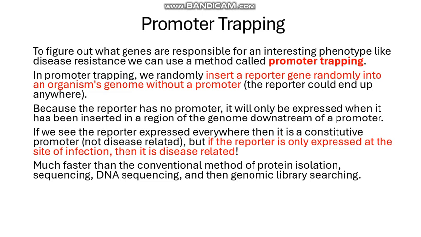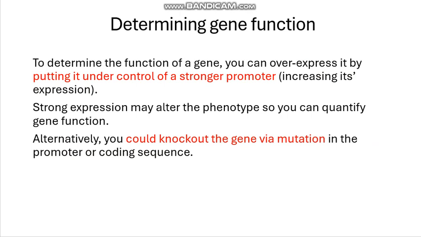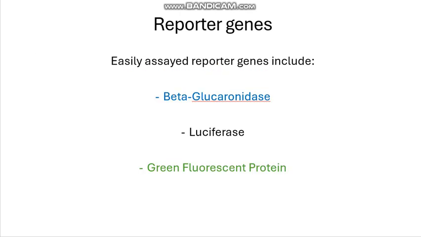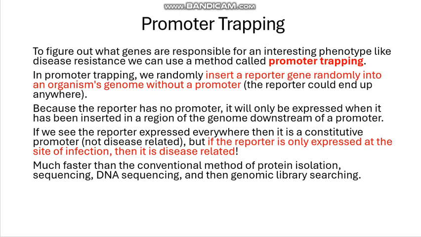Okay, so promoter trapping. We're continuing what we went over last time on our topic, talking about how we detect gene function using our reporter genes. To figure out what genes are responsible for an interesting phenotype, like disease resistance in plants, we can use a method called promoter trapping. And this is only used when we already know what we want our gene to do.